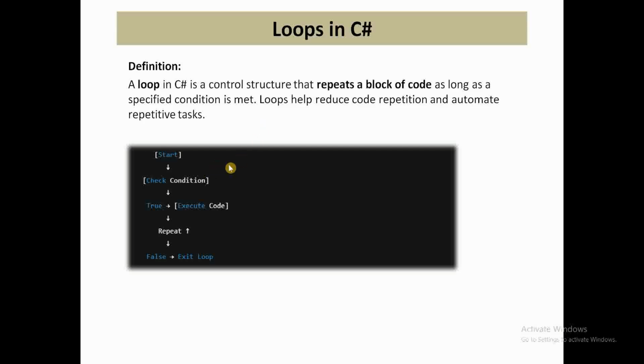Here is the flow diagram of loops. It starts the loop, and before that we initialize a value. Then it checks the condition, whether it is true or false. If it is true, then it executes the block, and it repeats as long as the condition is true. When it is false, it exits the loop.